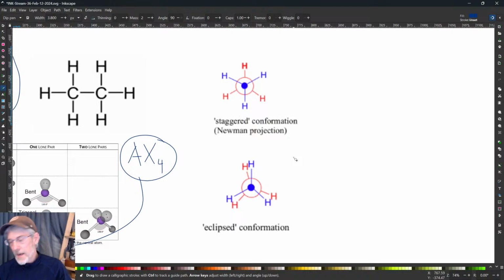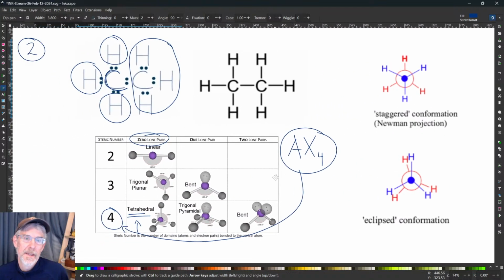So when we try to draw that, they end up drawing these Newman projections for you right here, where you can see it's staggered. This is the low energy. In here it's kind of overlapping, called eclipsed. This is the higher energy. So if you're taking organic chemistry, you'll be expected to look at these drawings and discuss which one has higher energy and which one has lower energy. So the Newman projection is kind of an interesting thing in that organic world.